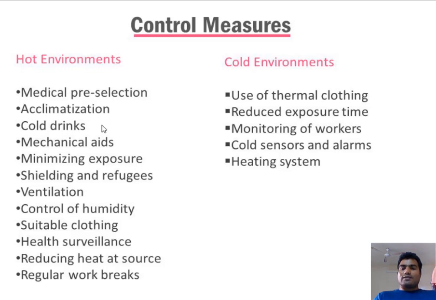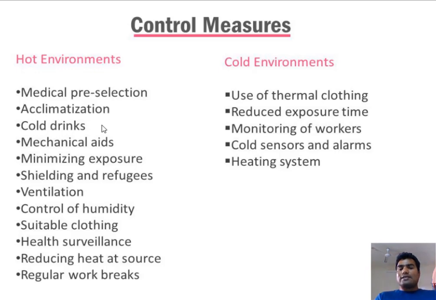And ventilation, that means air movement is required to carry heat from the hot source and sink to the cold source. Control of humidity, that means the moisture in the air, should also be required. Suitable clothing, that means cotton clothing is required. And also health surveillance. What do you mean by health surveillance? Surveillance means checking of your health every 6 months, or depending upon the requirement, is called health surveillance.